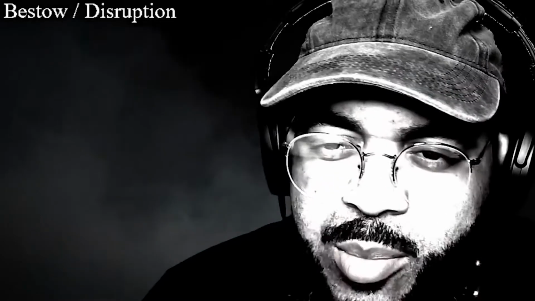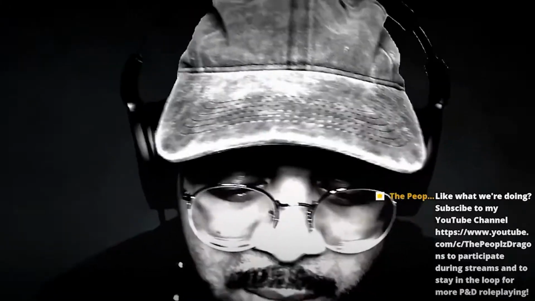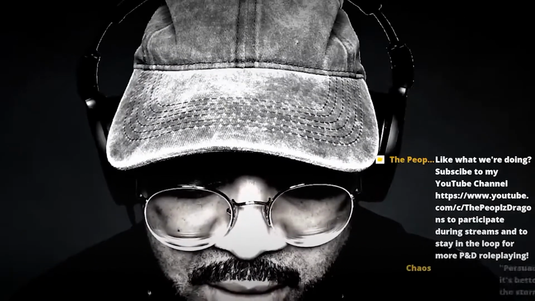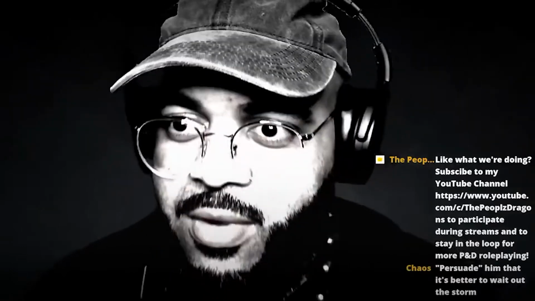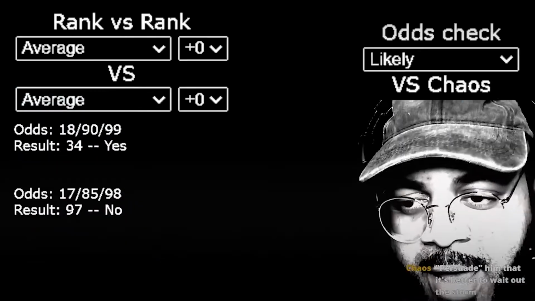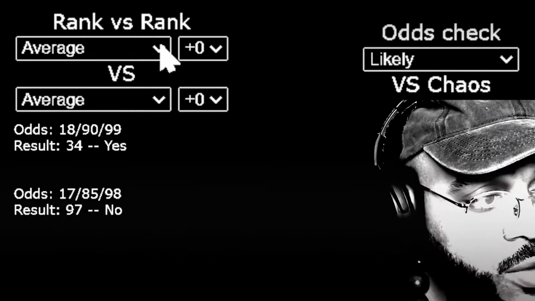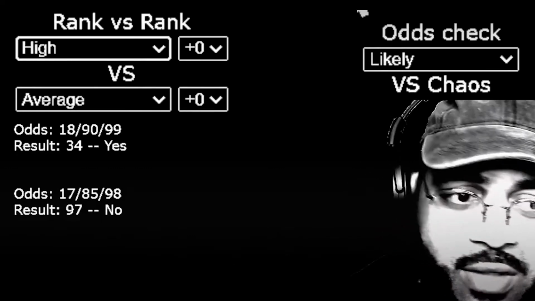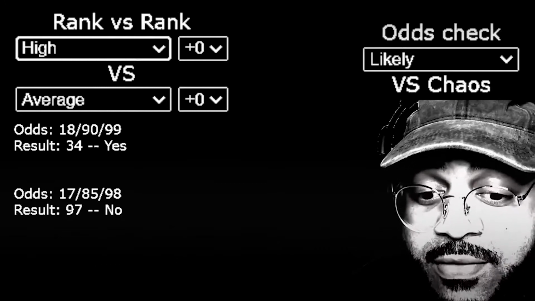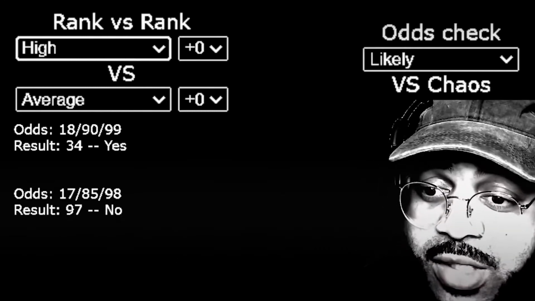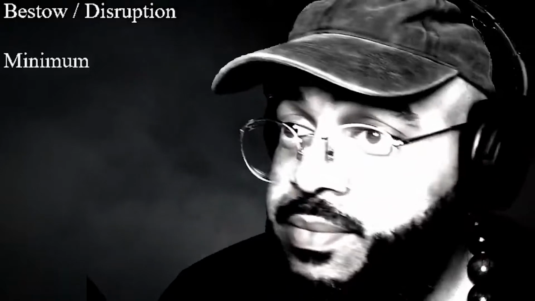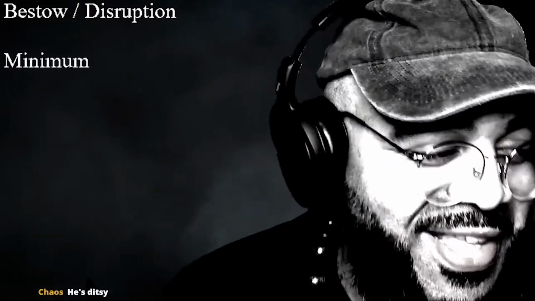Bestow disruption. Persuade him that it's better to wait out the storm. Okay. I failed to mention this, but your two skills that you roll have a high rank. So it's going to be your persuasion skill of high. I'm going to roll the potency for his stat to see how well versed he is. Minimum. Yeah, he's ditzy.